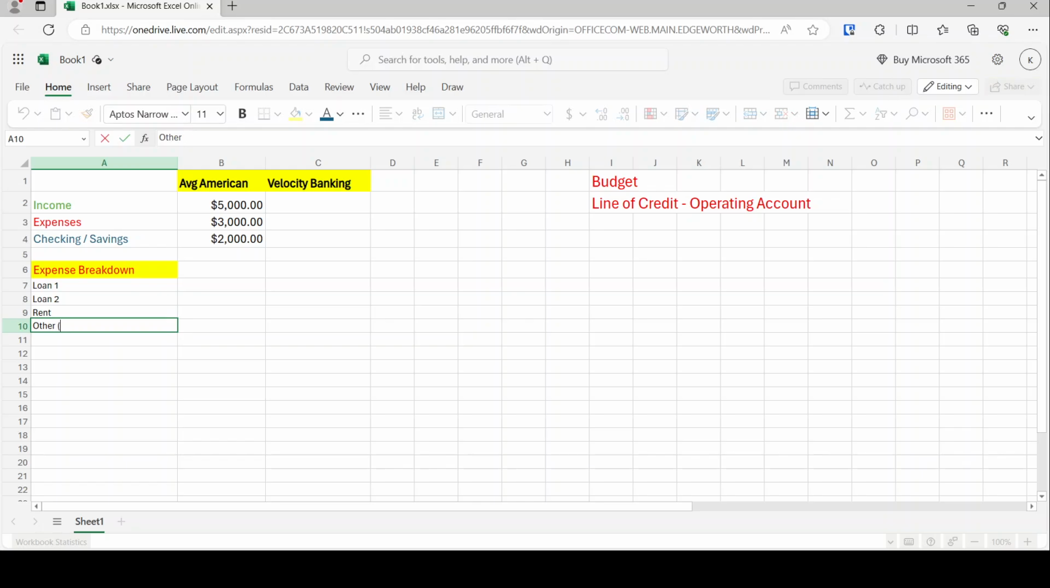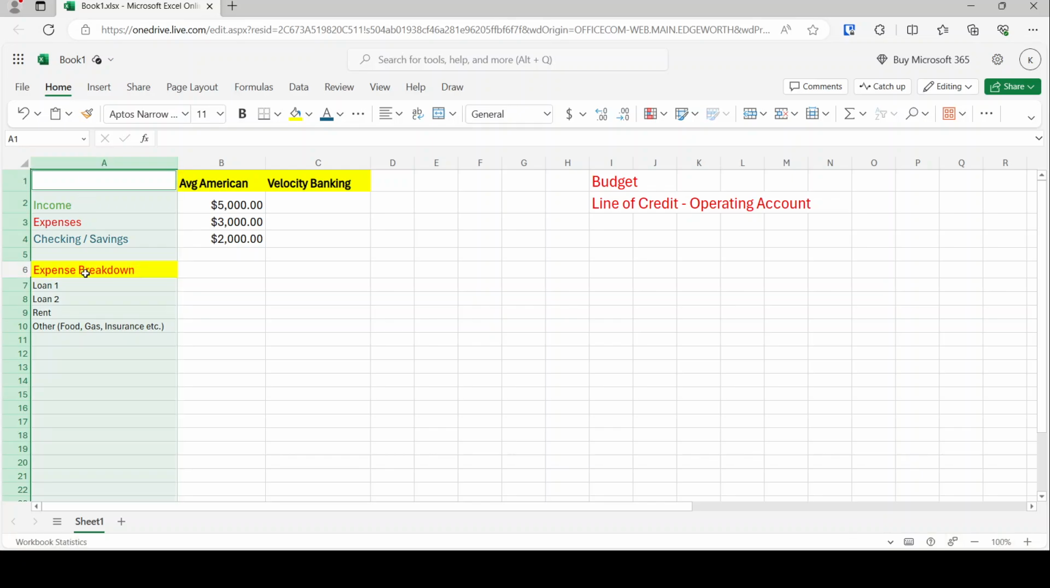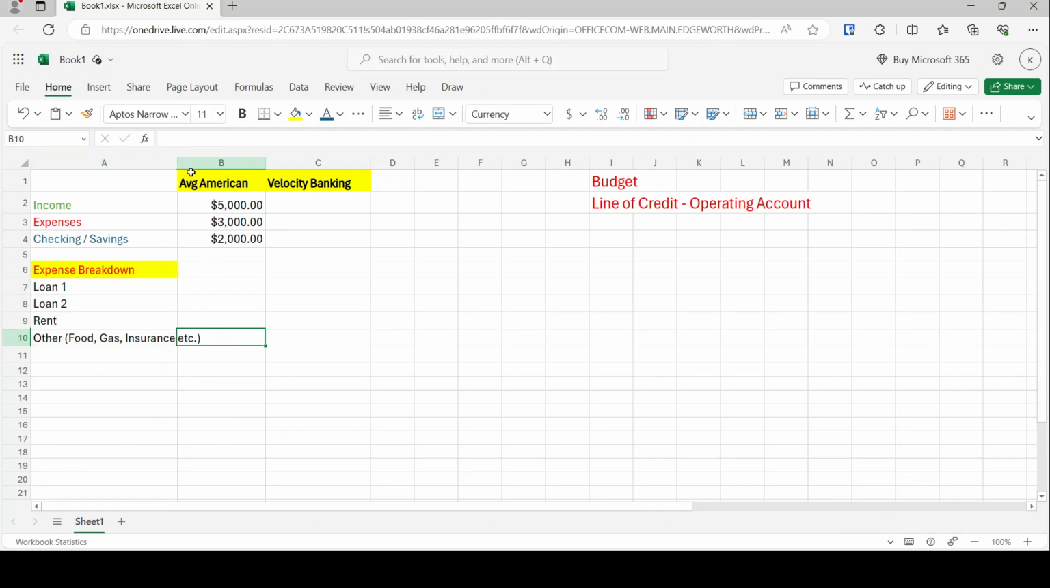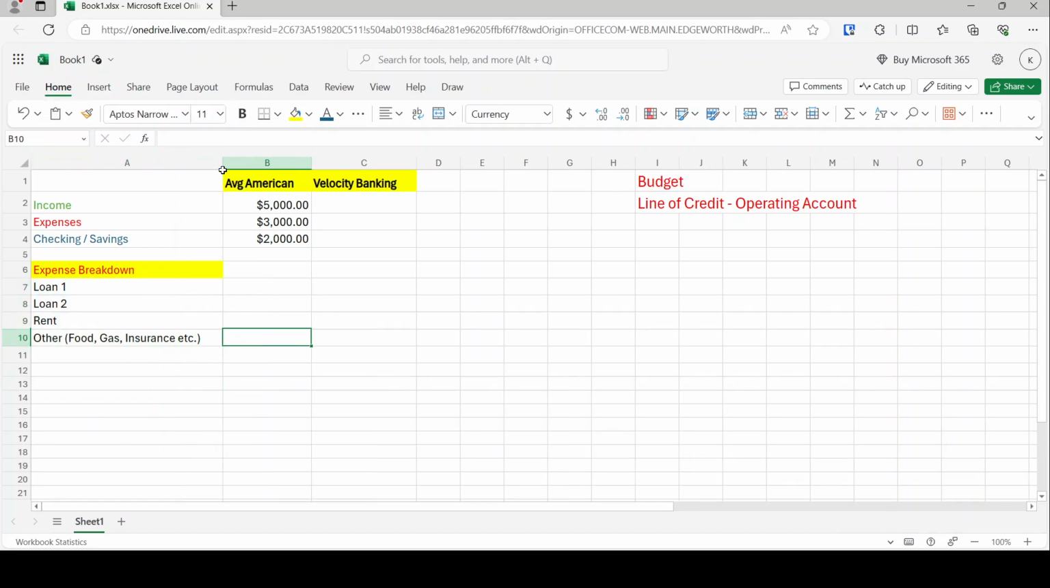Other, food, gas, insurance, etc. And then let's go ahead and make this a little bit bigger. I gotta make them all 14. All right, so now that we've done that, let's also write the terms of our loan.